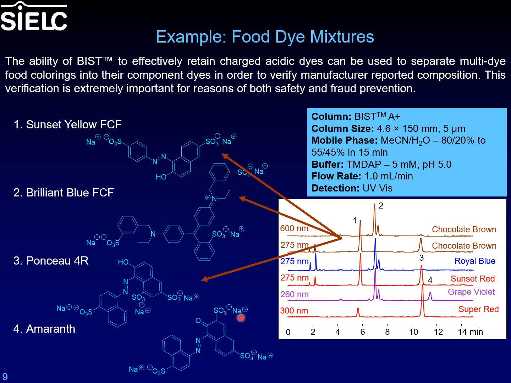If we go on to the royal blue, we see that only the brilliant blue dye is observed. Then, if we go to the sunset red, we see very clearly between 2 different wavelength analyses that we have both sunset yellow as well as Ponceau 4R. And finally, if we go to the grape violet, we see that we are able to elute brilliant blue and amaranth.